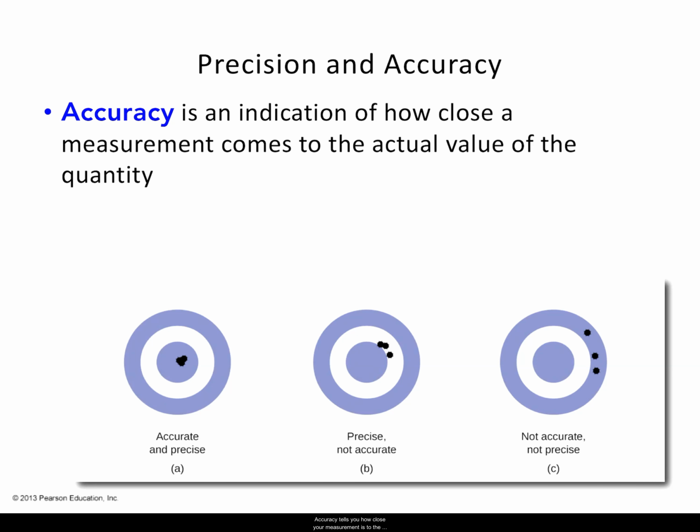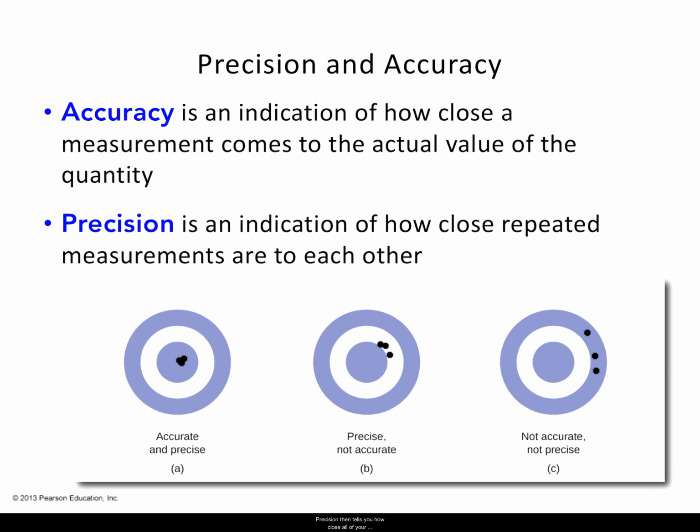Accuracy tells you how close your measurement is to the actual value. So let's say that you are measuring the length of something or the mass of something, and you know what it's supposed to be, and you take some measurements. You then take the average, and how close that average is to what it's supposed to be tells you how accurate you are. Precision then tells you how close all of your measurements are to one another.